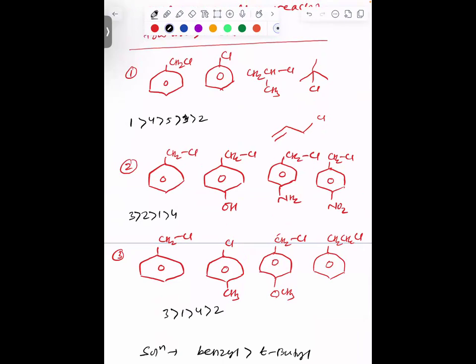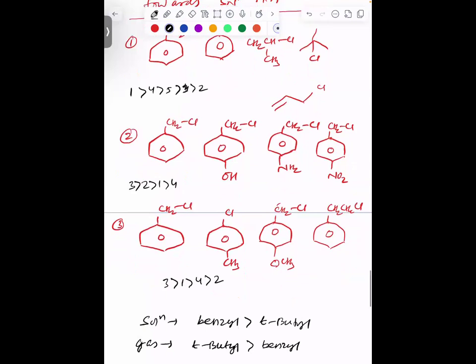Then in the second, chlorobenzene is least reactive. Why is chlorobenzene least reactive? Because it has partial double bond character. Carbon-chlorine has partial double bond character. The second case, let us discuss completely, a question related to stability of carbon atom. So it will be the same. So it is plus R, NO2 is minus R, this one is plus R. So NH2 has more plus R effect than OH. So that is the answer.